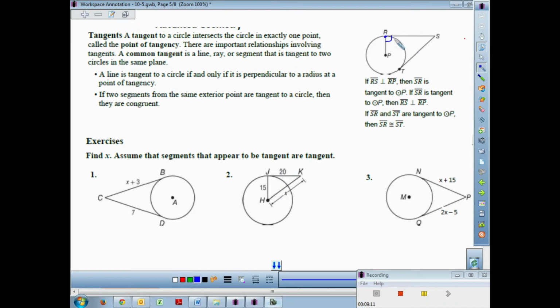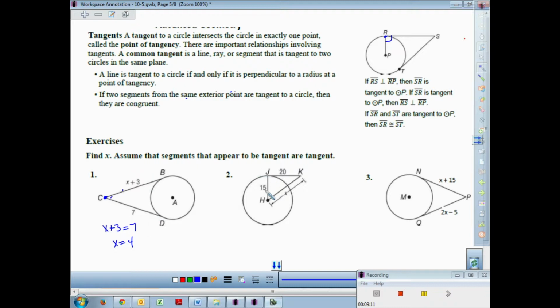And then the other thing that they're saying right here is if you have two segments from the same exterior point, notice C is an exterior point, that are tangent to a circle, then these guys are congruent to each other. So it's real simple. These guys are both tangent. They're to the same exterior point. That means that they're congruent. So x plus 3 should equal 7, and x equals 4. Please show this work right here. It's a real simple thing. I know you can do that mentally, but I just want to see what's going on right here.